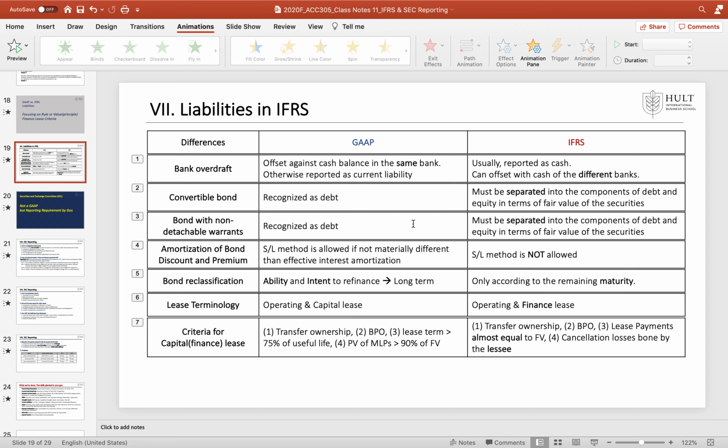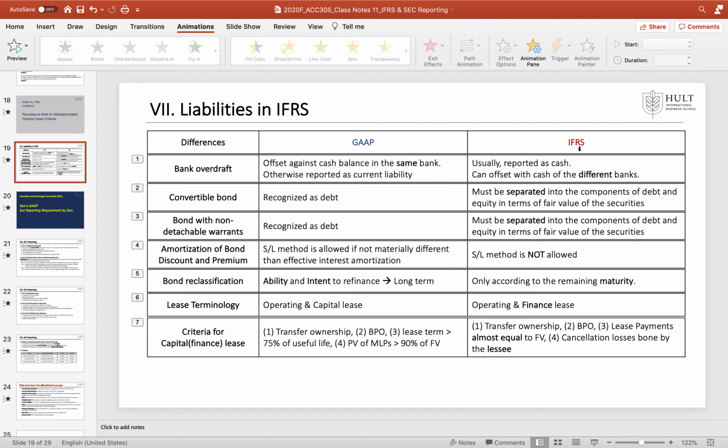We have a distinction between GAAP and IFRS in terms of a convertible bond or bond with non-detachable warrants. The big distinction is the part of the equity value. Under GAAP, regardless of the difference between the cash proceeds, which is the issuance amount, and the present value, they record all this cash proceed, which is the par value of this bond minus discount or plus premium, onto the debt.